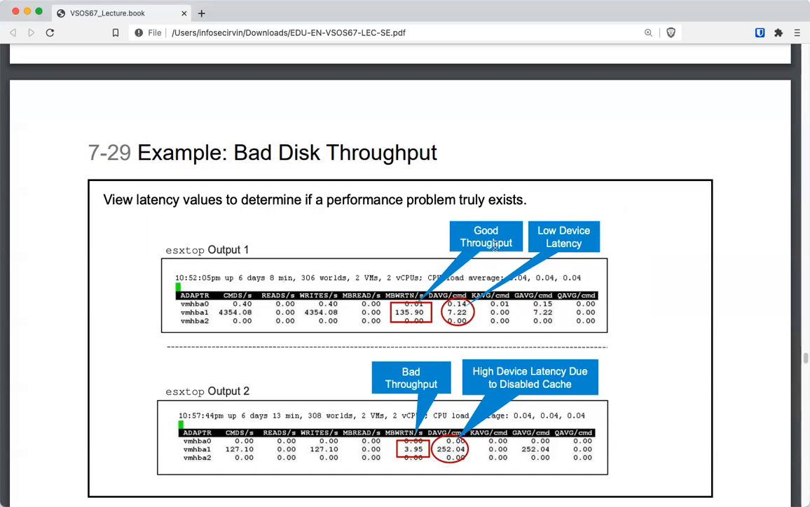Here's an example of good throughput and low latency and bad throughput, high latency. This is the stuff you don't want to see. You don't want to see a very low throughput for a device with a high latency. You want the opposite. High throughput, very low latency.